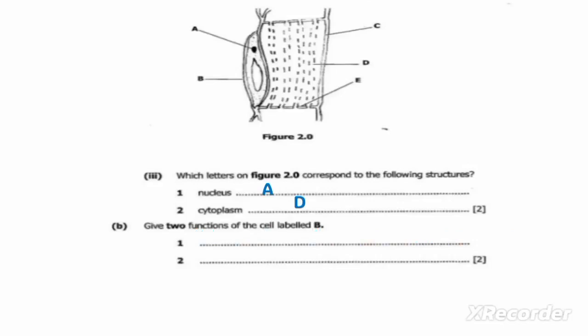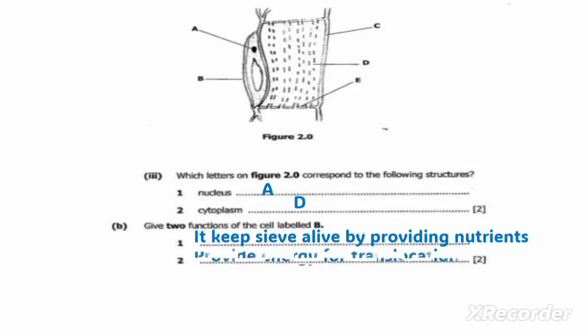Give two functions of the cell labeled B. So the function of the companion cell is to keep the sieve tube alive by providing nutrients. So companion cell keeps the sieve tube alive by providing nutrients. Companion cell also provides energy for translocation.